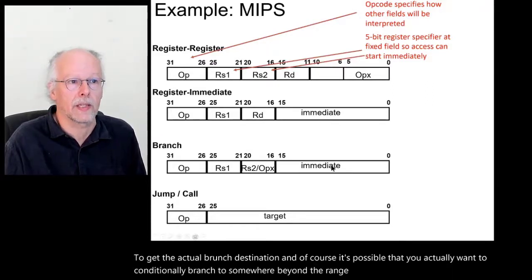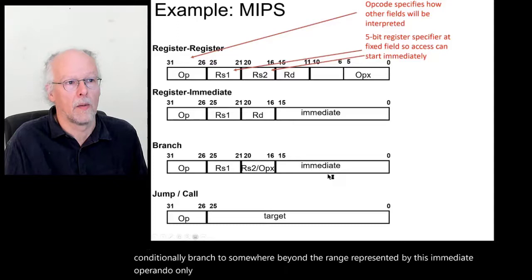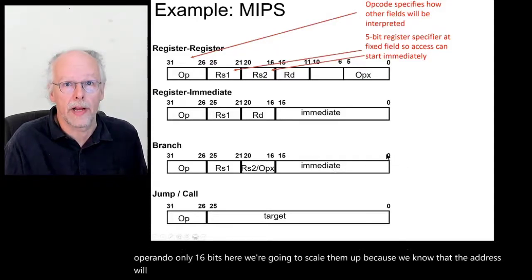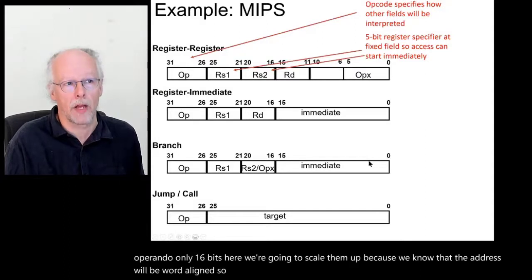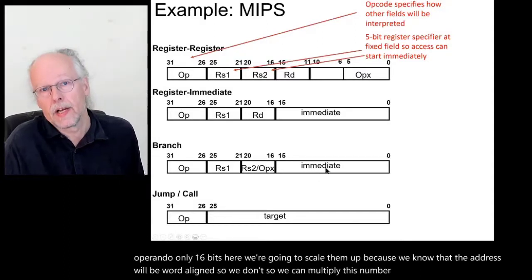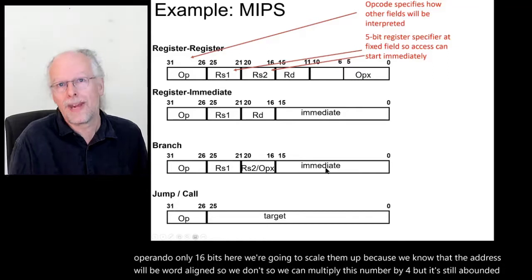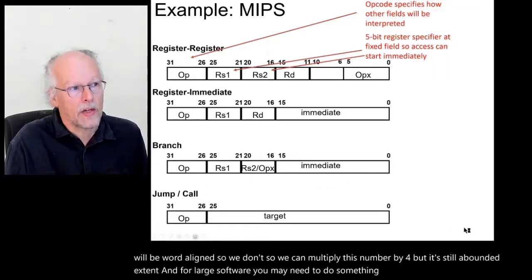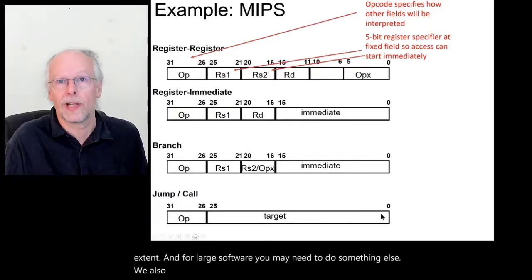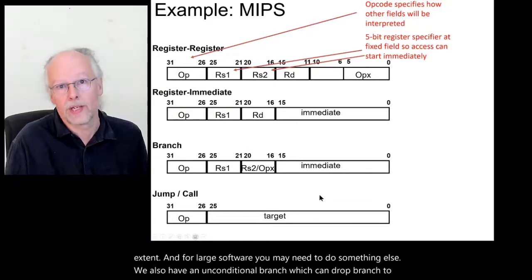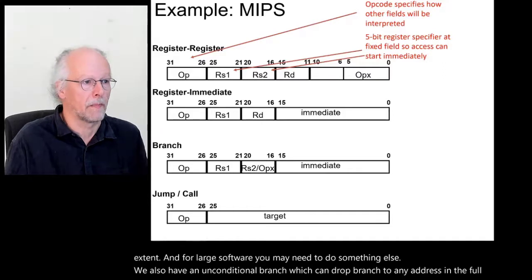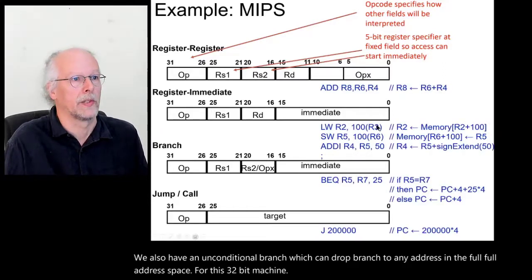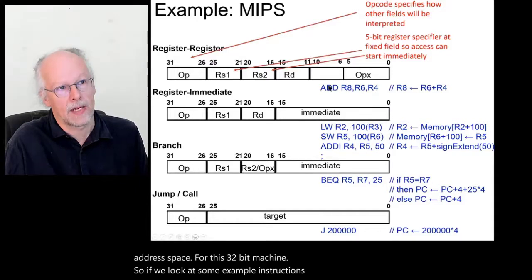There are only 16 bits here. We're going to scale them up because we know that the address will be word aligned, so we can multiply this number by 4. But it's still a bounded extent, and for large software you may need to do something else. We also have an unconditional branch, which can branch to any address in the full address space for this 32-bit machine. If we look at some example instructions encoded this way, here's an add instruction.